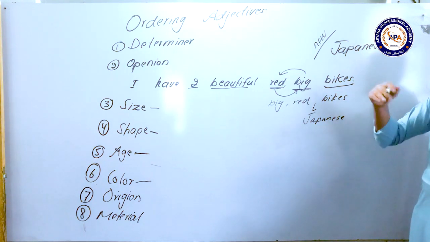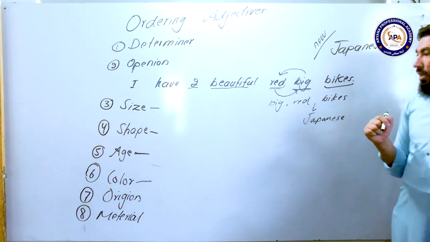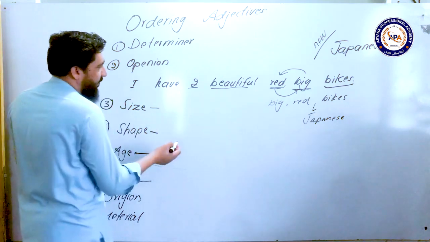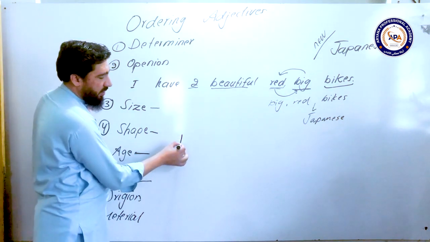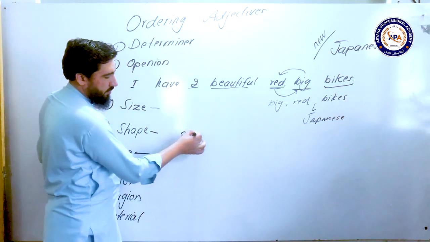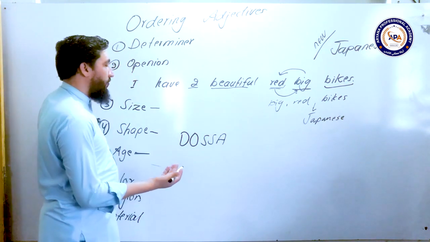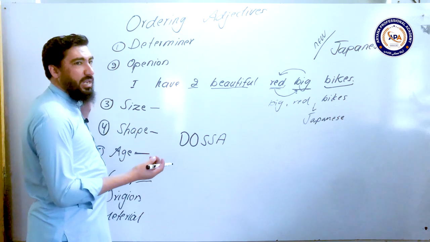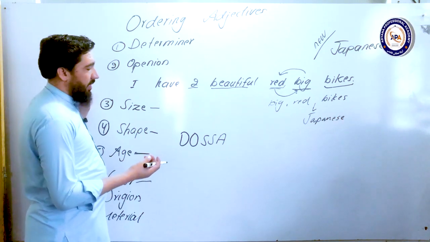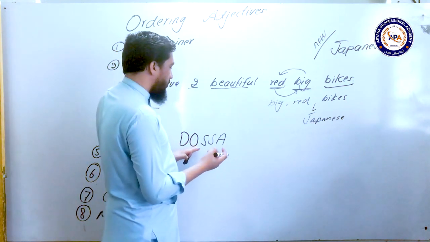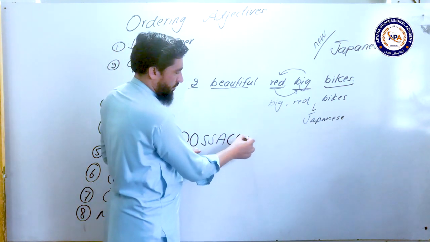The order of using many adjectives before a noun. And if you want to learn it quickly and easily, learn this abbreviation. I tried a lot to find a meaningful abbreviation from them, but I couldn't find it. So you can learn this one.